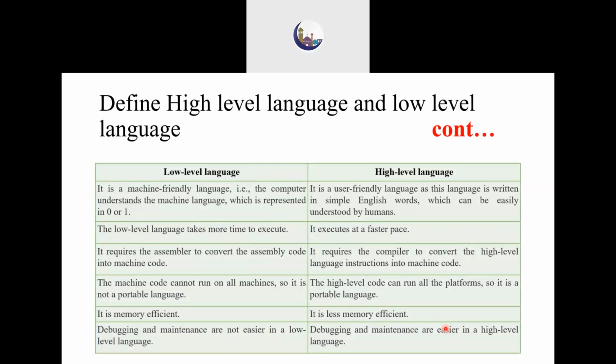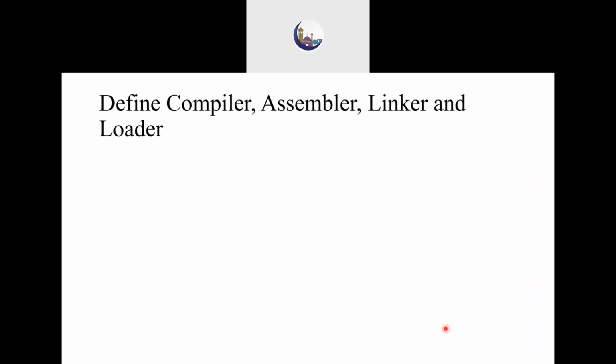Here I have kept differences between low level and high level language. Please go through them. We have almost done up with all the points. I'm not going to explain it. I will just share the slides, go through it, and I will conduct assignments from it. Okay. Now coming on for compiler and assembler, linker, and loader.